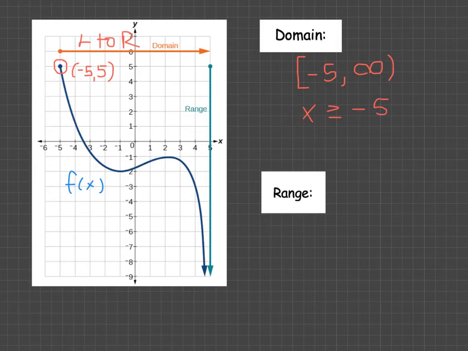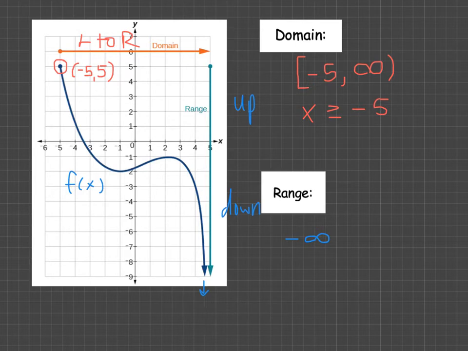Now let's look at range. For range, we look vertically. It goes up to down or down to up. So we want to identify the smallest point. Well, because it keeps going down as x values get larger, there isn't a smallest value, so the range would start at -infinity.